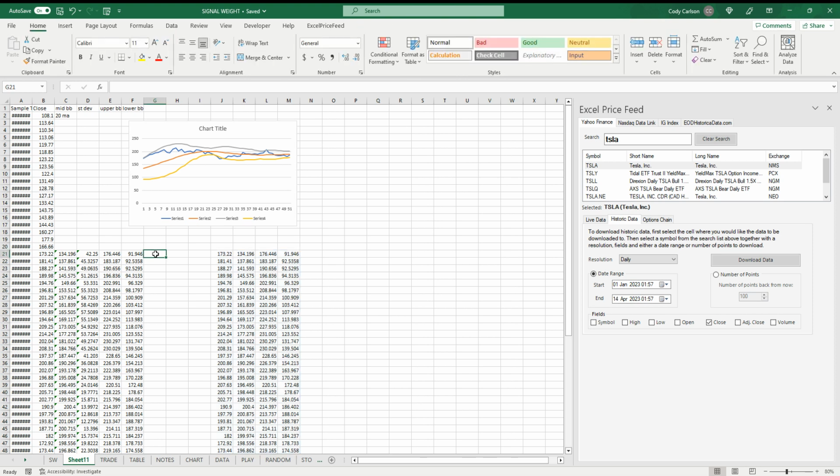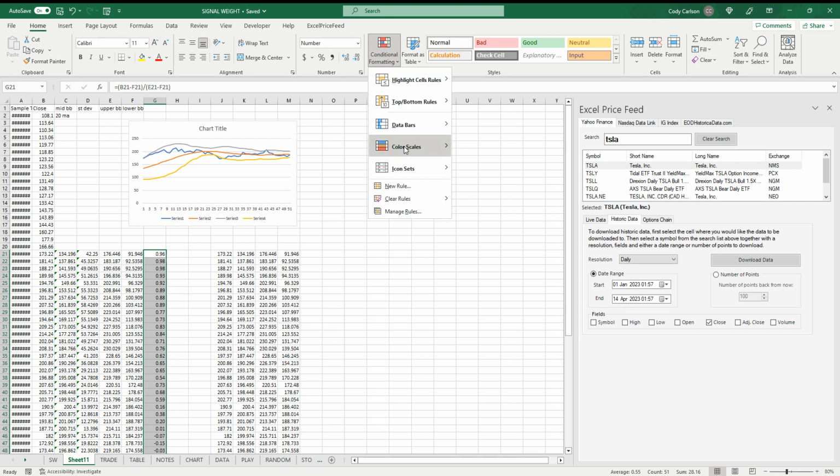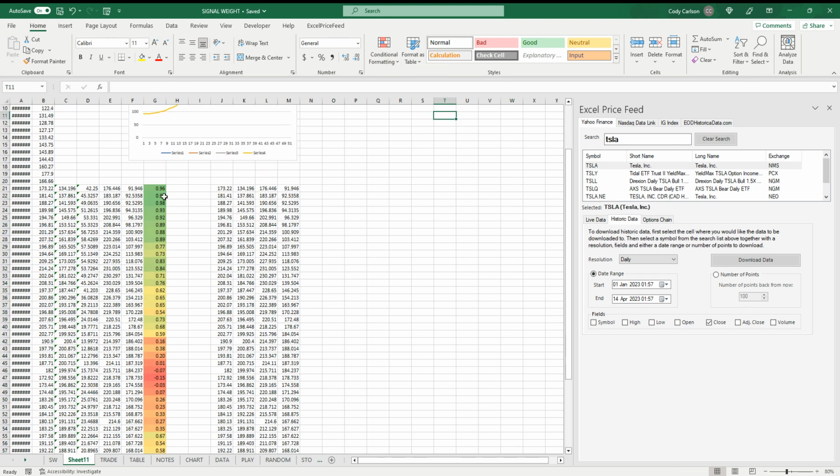To calculate that, we're going to say equals parentheses the price, so the closing price, minus the lower Bollinger Band. So it's going to be the close minus the lower, divided by the upper Bollinger Band minus the lower Bollinger Band. Close that off. So it's two equations divided by each other. Hit enter on that. We'll lower the decimals down.